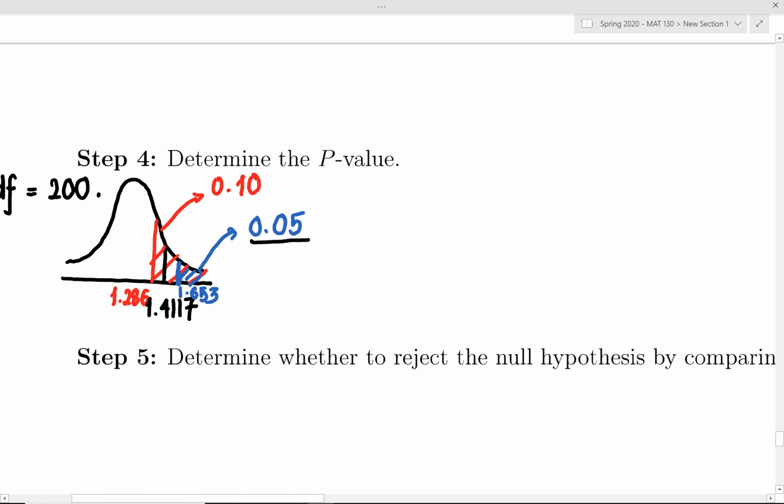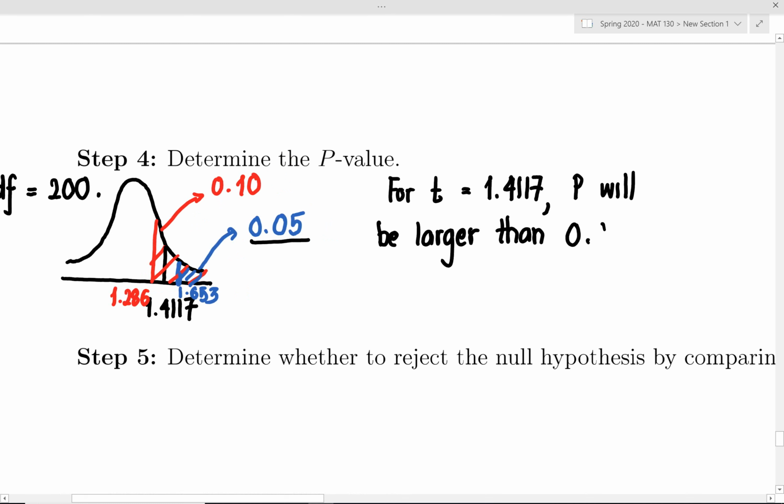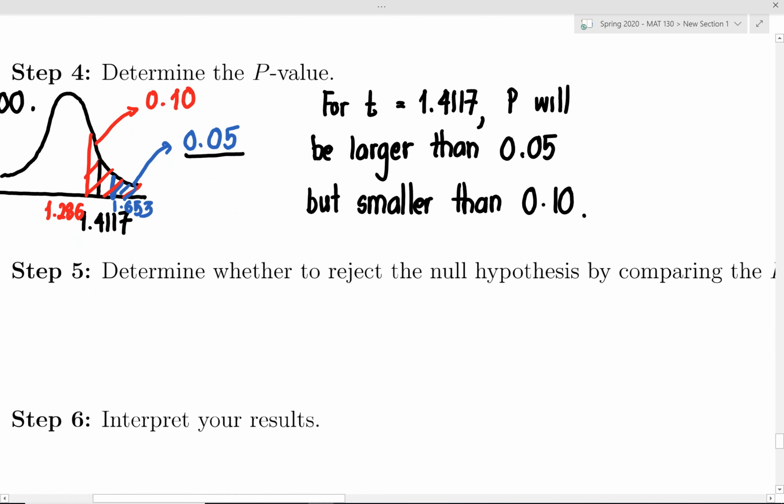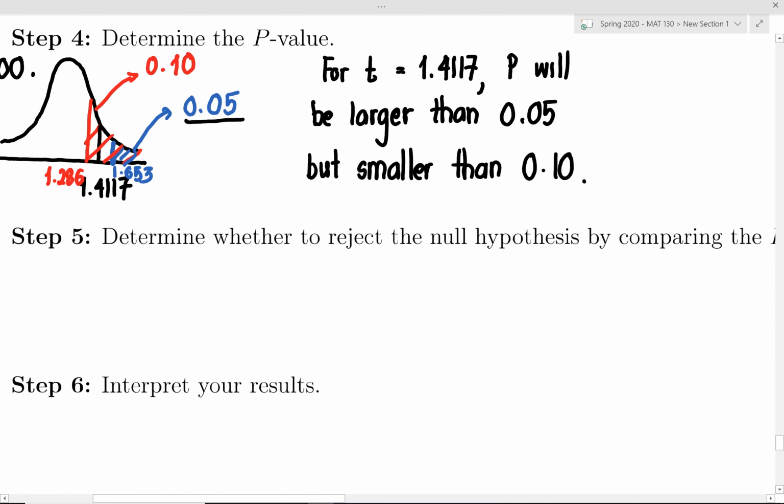So what that means is for t equal to 1.4117, the p-value will be larger than 0.05 but smaller than 0.10. That's the best we can do if we are using the table that's provided to us. Let's see if this allows us to say anything about the hypothesis test in question here.